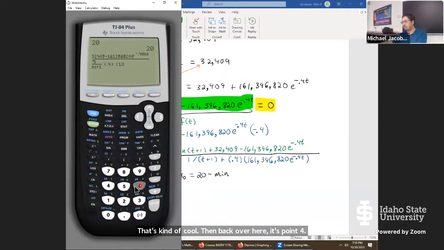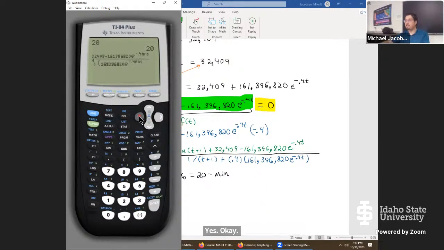And 161,396,820. Second, natural log key for the base E exponential, negative 0.4. Second answer, and that should be it.